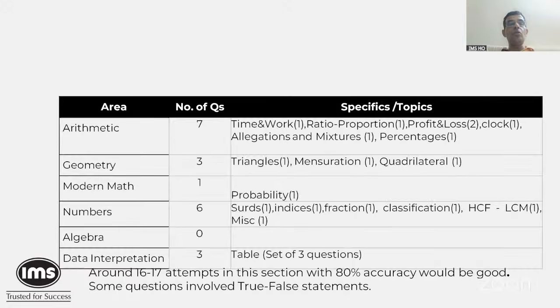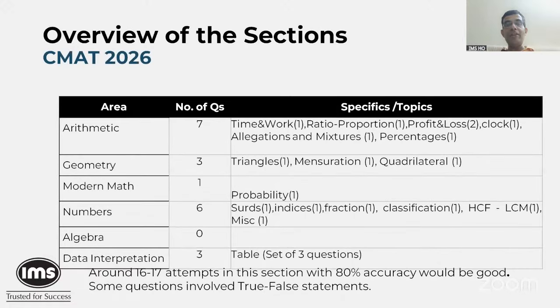Now, moving on to the analysis of individual sections. This section of QT and data interpretation. So there were three sections on data interpretation. There was one set with table, involved easy calculations, and the remaining 17 questions were on mathematics. So out of which there were 7 questions on arithmetic. So the questions on arithmetic have contained time and work, ratio proportion, profit and loss, clocks, mixtures, allegations, and percentages.